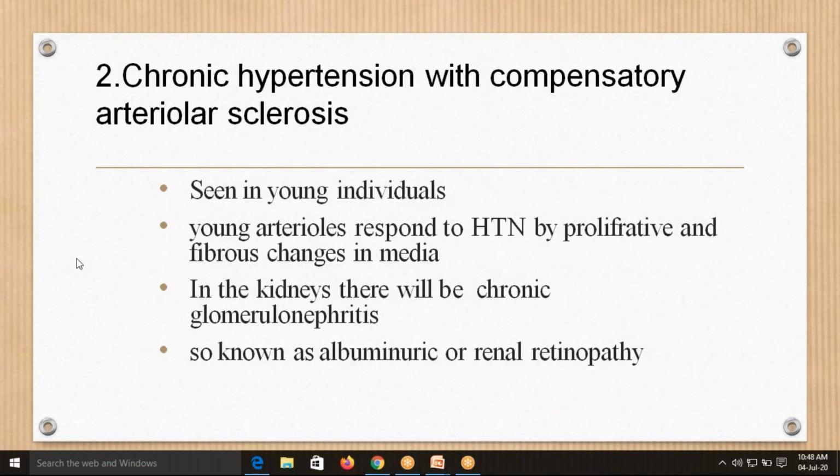Sorry for the students. So the second type is chronic hypertension with compensatory arteriolar sclerosis. So this is seen in young individuals. So there will be proliferative and fibrous changes when they are young. They are usually seen in patients with chronic glomerulonephritis, also known as albuminuric or renal retinopathy. Always remember, if there is any compensatory arteriosclerosis, then it is usually related to the kidneys. So this is usually seen in young individuals.